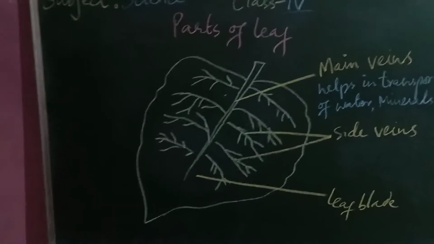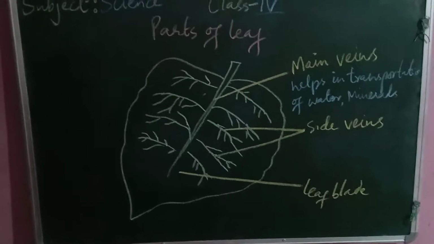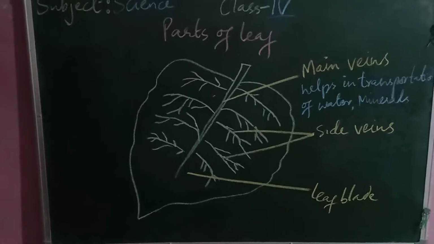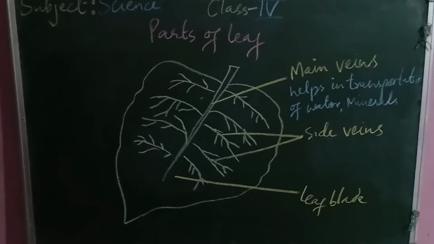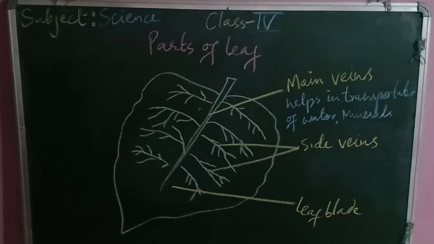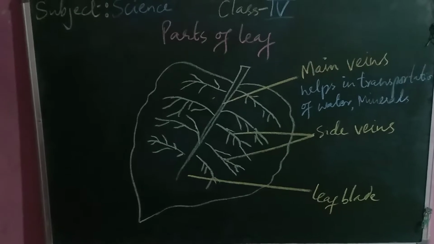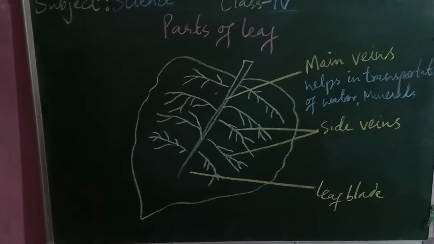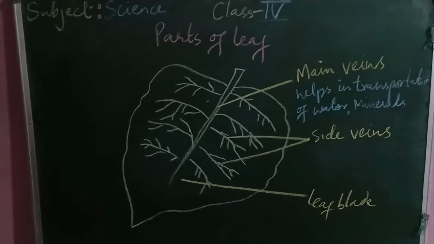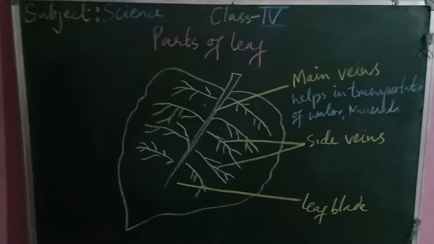Each leaf usually has one main vein and many side veins. You might have seen this also, the main vein and the side veins. Although they have not mentioned the functions of the veins here in your textbook, you will learn about these veins in your higher classes. Veins help in transportation of substances such as water, minerals, and prepared food.